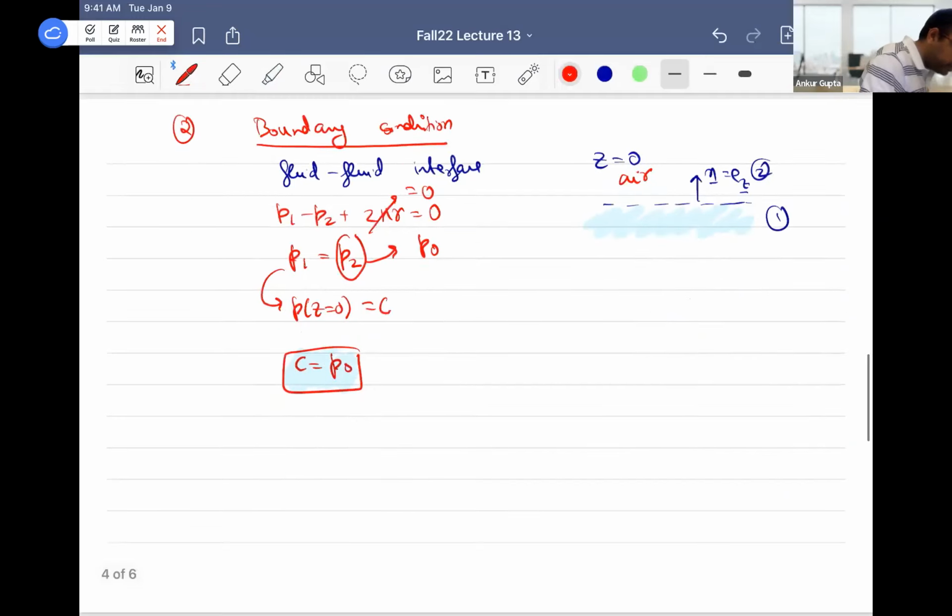So the third part, which is generally the solution, is very simple in this case. We just substitute and get P is equal to P naught minus rho GZ.